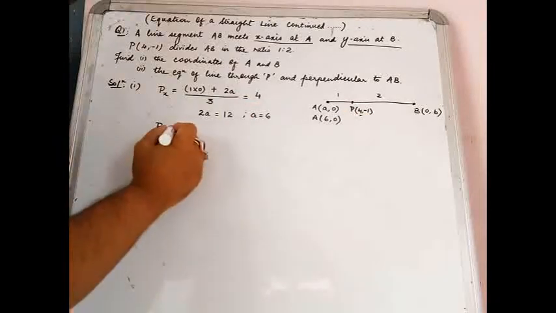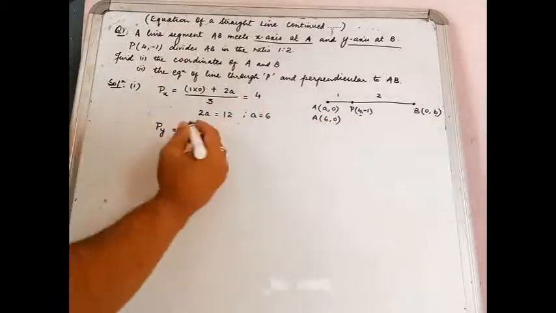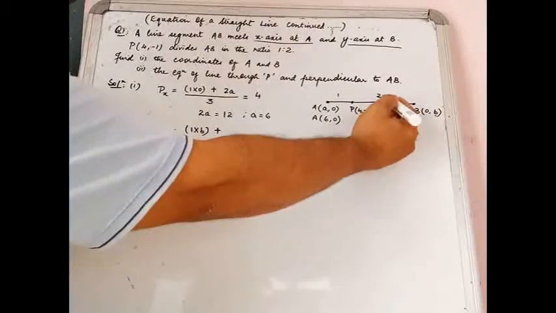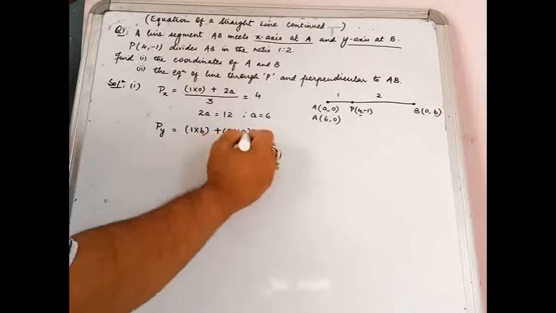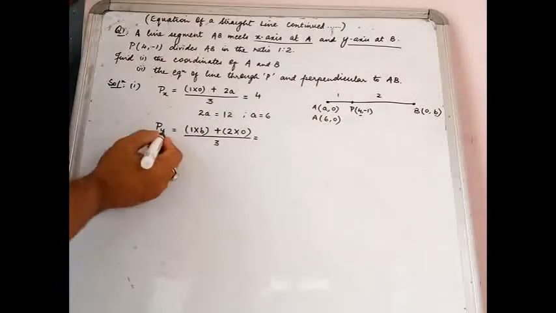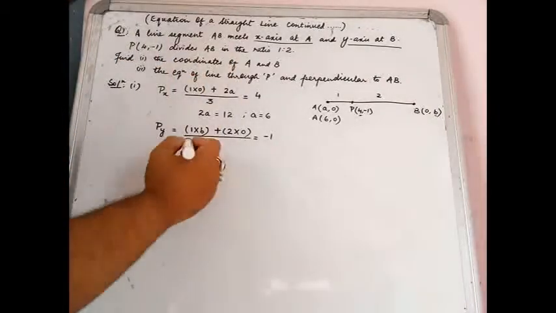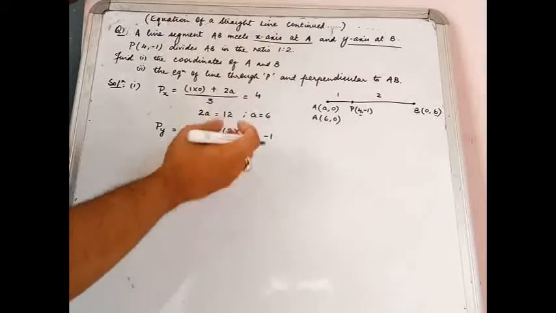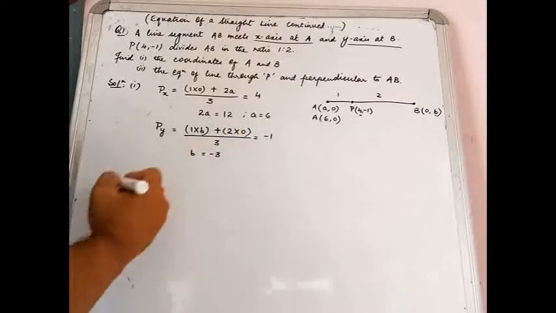Similarly, for getting the B coordinates, we can have a look at the y coordinate of P, and the formula again will be 1 multiplied by b, so 1 multiplied by b, plus 2 multiplied by 0, divided by 2 plus 1, which is again 3. This time the y coordinate of P is minus 1, so I am going to write minus 1 over here. 1 into b is b, and plus 2 into 0 will obviously give you a 0, so there is no need to write anything over here. 3 into minus 1 will give you minus 3.